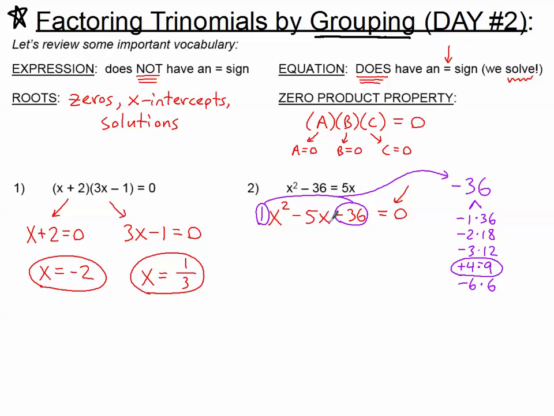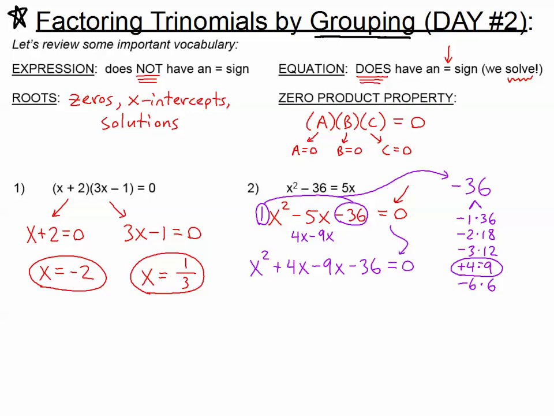I'm going to take my negative 5x and change it to 4x minus 9x. And now I can see 1, 2, 3, 4 terms. Let's rewrite those terms. I've got my first term as x squared. My middle two terms will be positive 4x and negative 9x. And my last term is negative 36, all equal to 0. Don't forget that you have an equation.